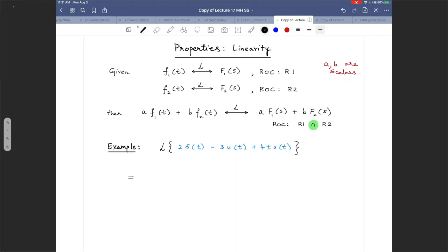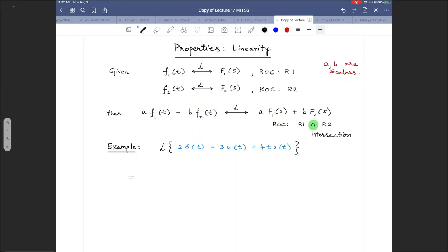That's your intersection sign. This is actually what we did in the previous example as well, with the left-sided exponential and the right-sided exponential. So now let's take a look at this example here. We are trying to find the Laplace transform of 2 delta of t minus 3 u of t plus 4 t u of t, which means that we need to find the function in the S domain and the ROC.